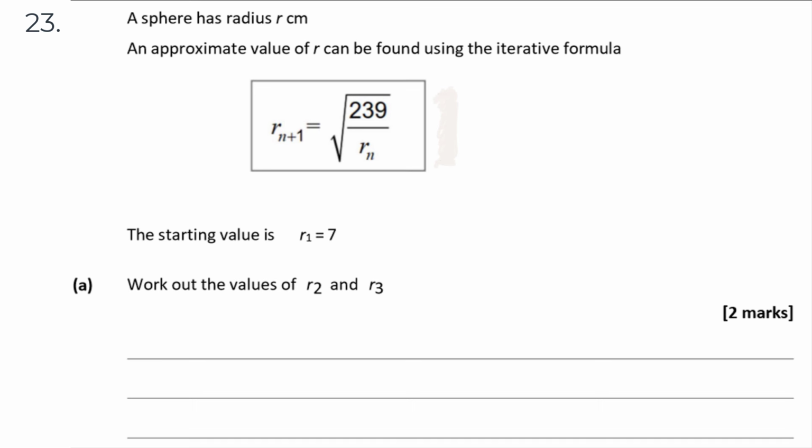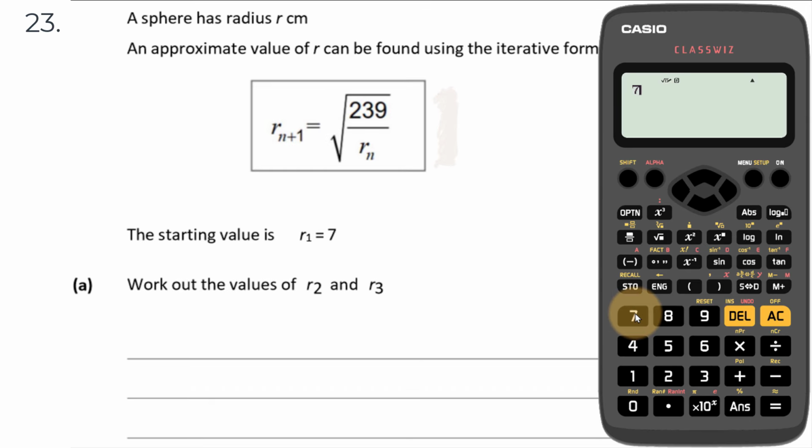Okay, so what I like to do with these is I like to type in the first value into the calculator and then press equal, so it's the last stored value. Then I'm going to get the next value by taking the square root of 239 divided by rn, which I'm going to use the answer key for. So basically the last calculated value is going to come back and go into there. R1 we know is 7, then R2 is going to be the root of 239 over 7, and I'm just going to press my answer key and find out what that is.